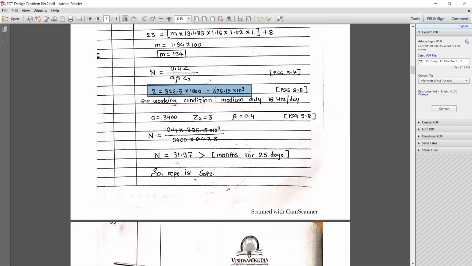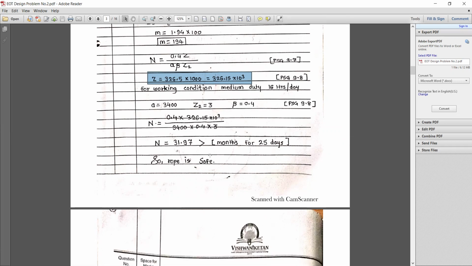So based on this, we have to calculate the life of the rope, that is n is equal to 0.4 z divided by a beta z2. So putting all the values, what we get, n is equal to 31.97. That is nothing but that many months can be survived, and in every month we are considering 25 days of working. Okay, so based on this, our rope is safe.